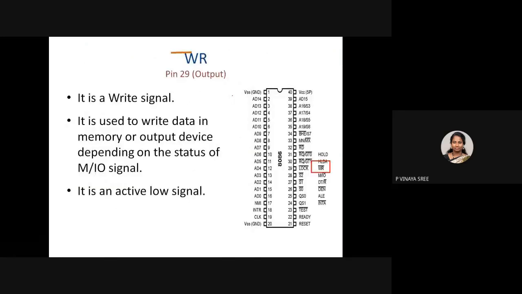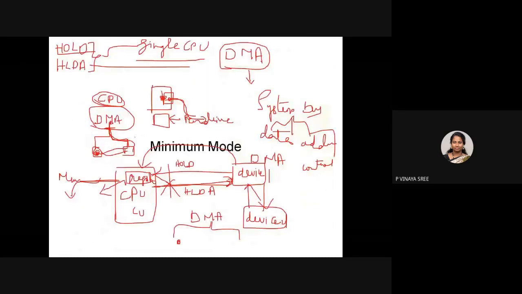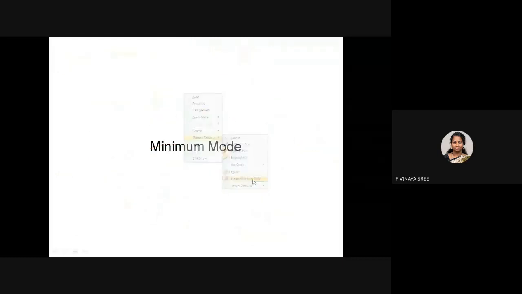Now write. Write is an active low pin. Yes, ma'am, I will be continuing in the next class also. So write is a write signal, used to write the data. Whenever we talk about write or read, just now I said the read concept: the processor will read from memory. Is read an active low pin or a high pin? Read.